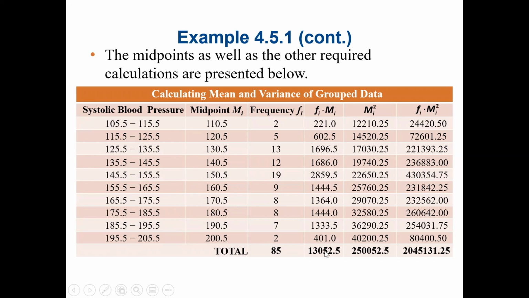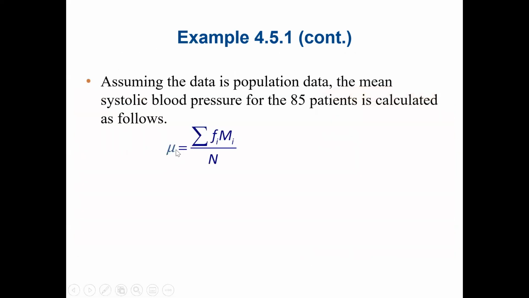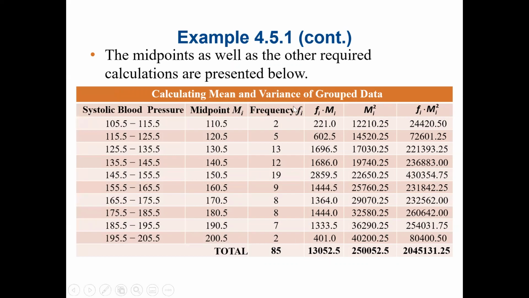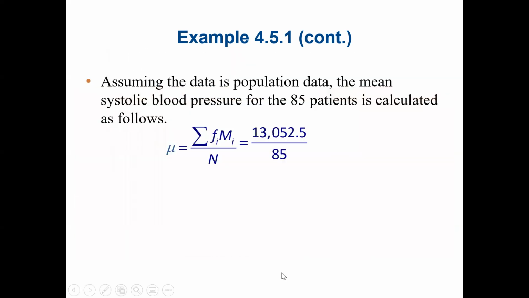Since we are going to find the variance, we also need the Mi square. So we square the midpoint values, multiply by the frequency, and we have the total. So now we have to plug in the formulas. To find the mean, it will be the sum of Fi Mi over n, and the sum of Fi Mi is given to us here. N will be the total frequency, which is 85. So we have 13,052.5 divided by 85.